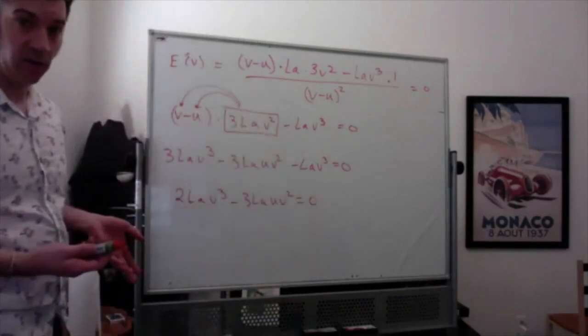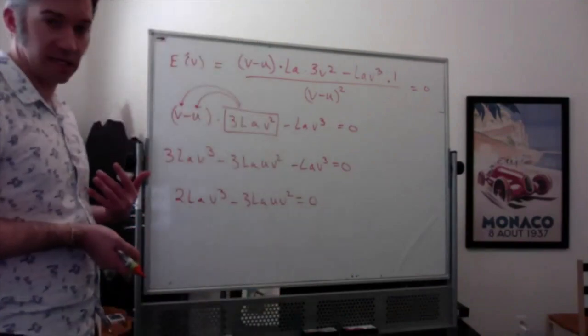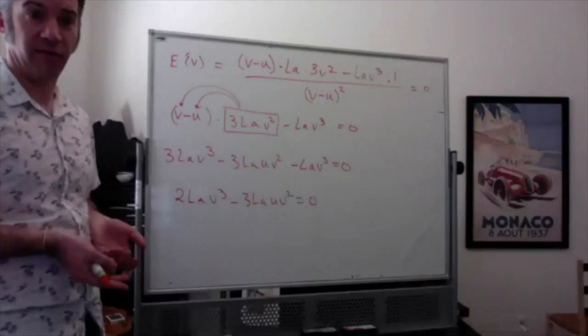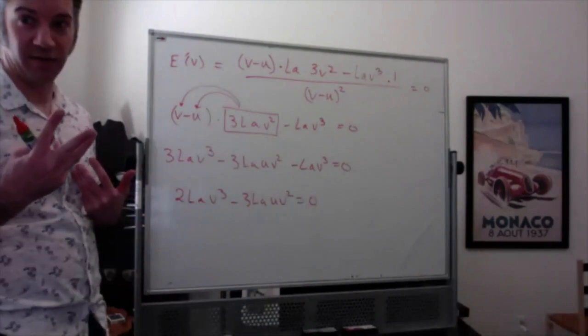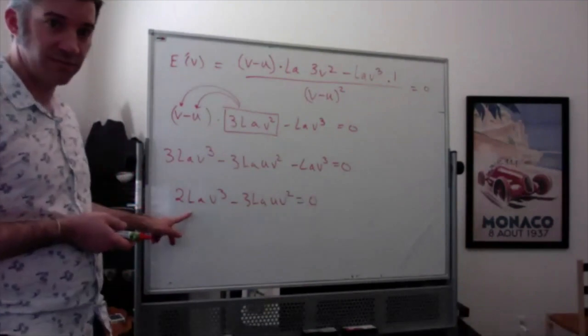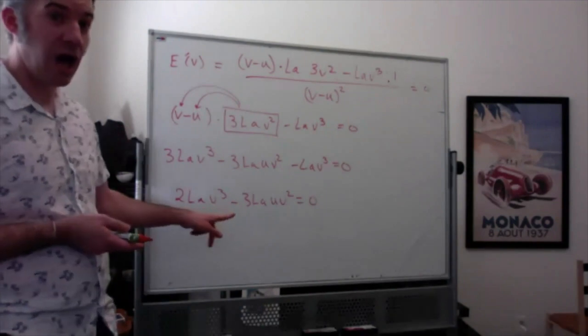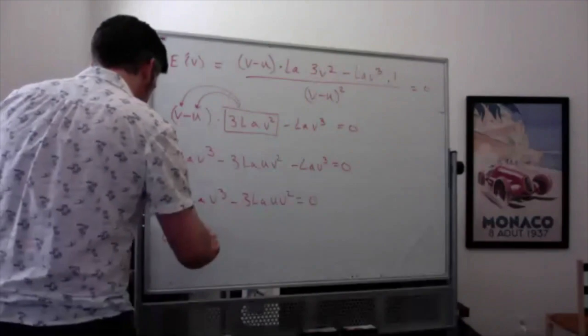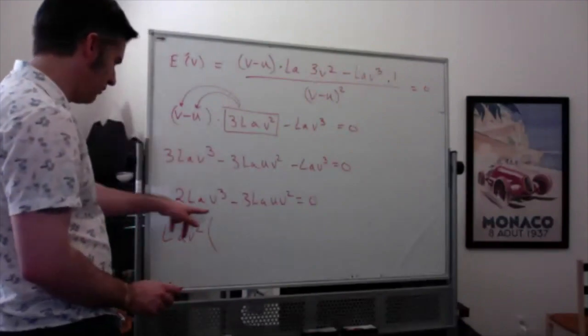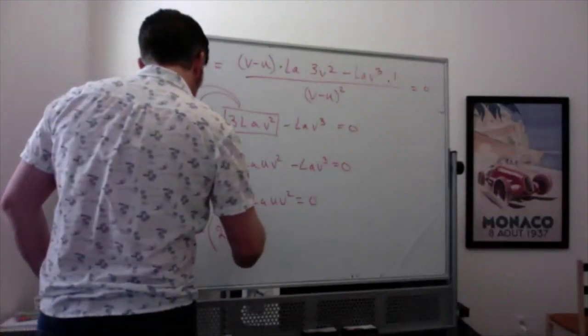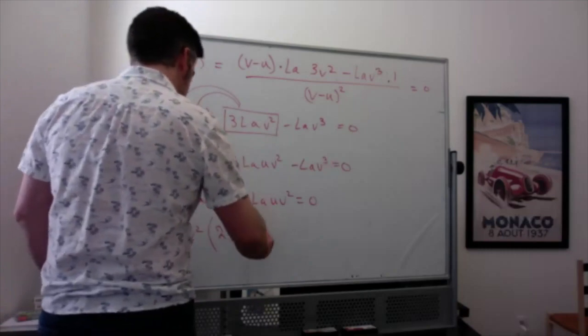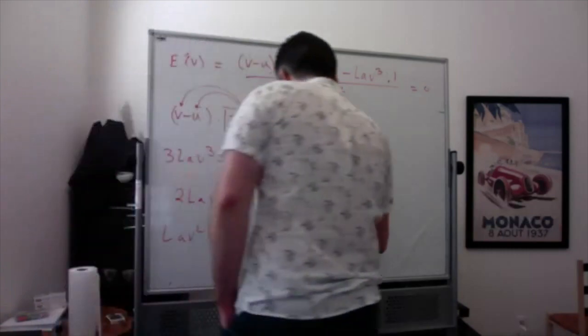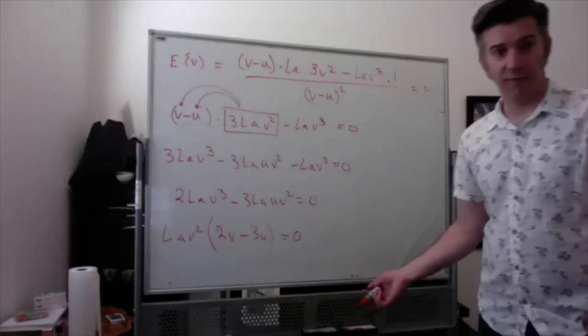And I would factor. What can I factor out from each of these? There's like a lot of answers here. There are 3 things I can factor out. LAV squared. Yeah. So I can factor out an LAV squared. I'm left with a 2V here. I'm left with a 3U here. So I'm going to solve for V.